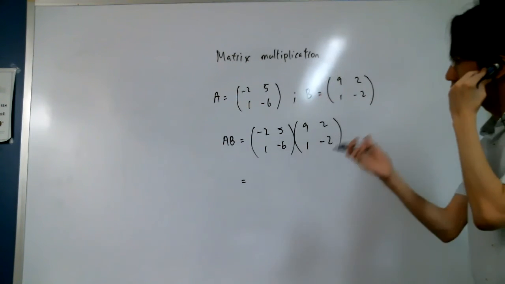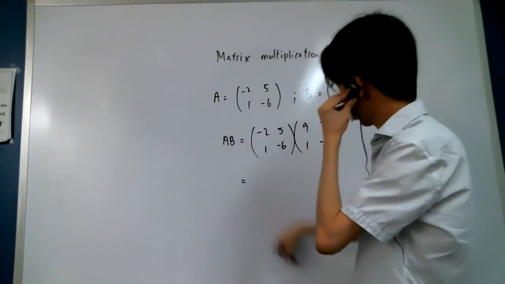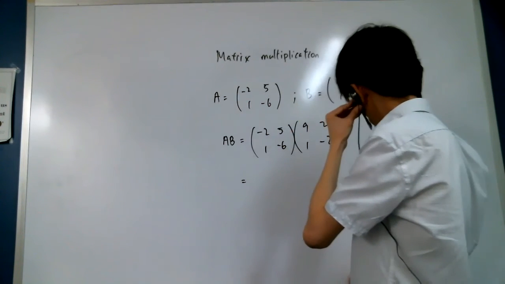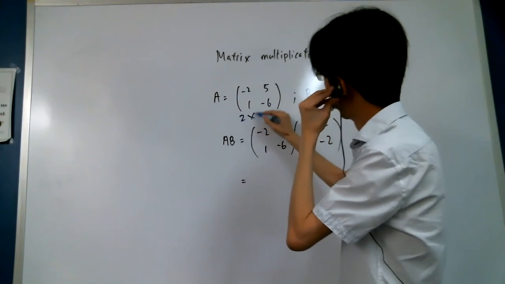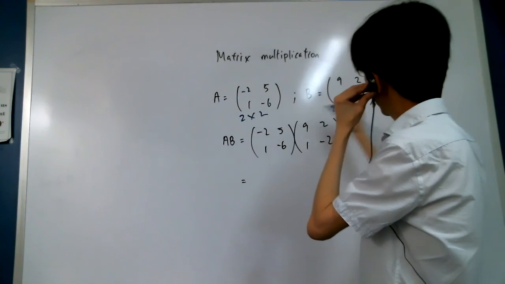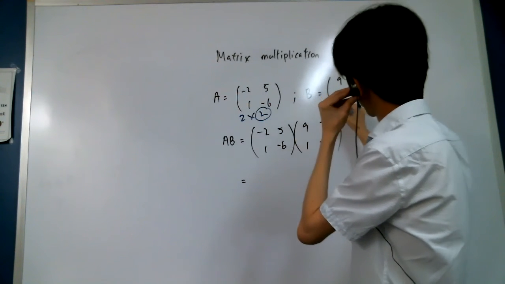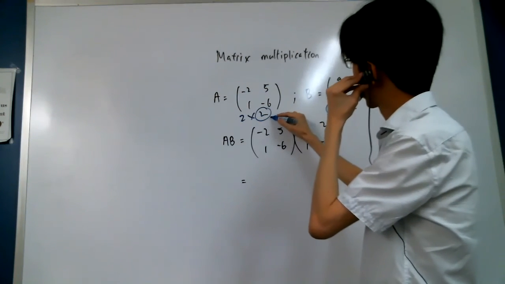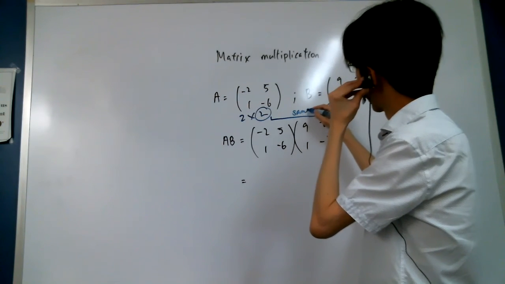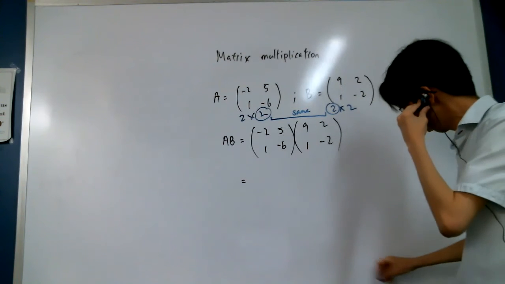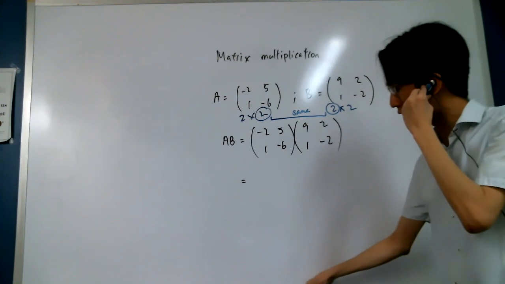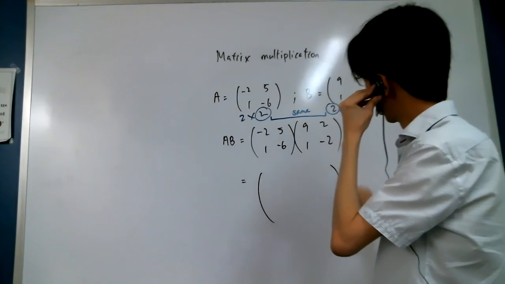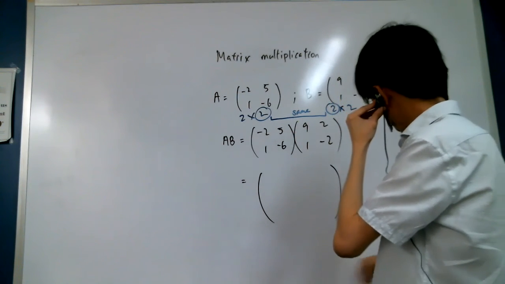Okay, first thing you have to check is, now we write down the order for A and B first. So the order for matrix A is 2 by 2, and B is also 2 by 2. Now we do a checking. Since the column of the first matrix and the row for the second matrix are the same, we can carry out the multiplication. We always do this checking before you carry out the multiplication.